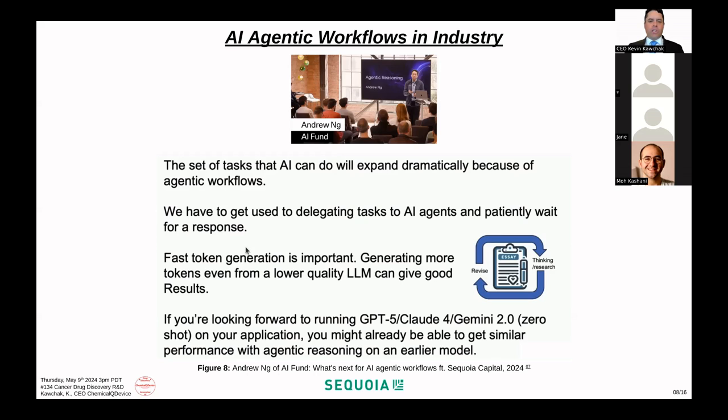And he says fast token generation is important. Generating more tokens, even from a lower quality LLM, can give good results. And obviously, a token is a word represented in digits. That's what a token is.